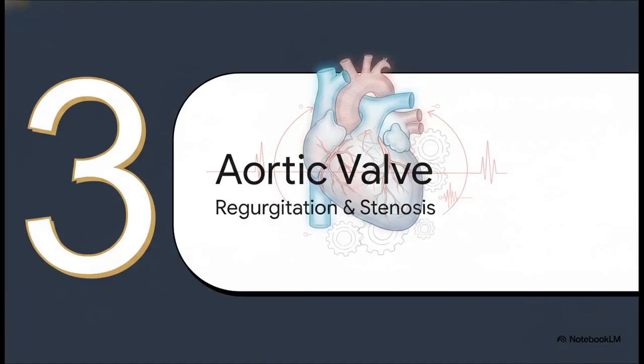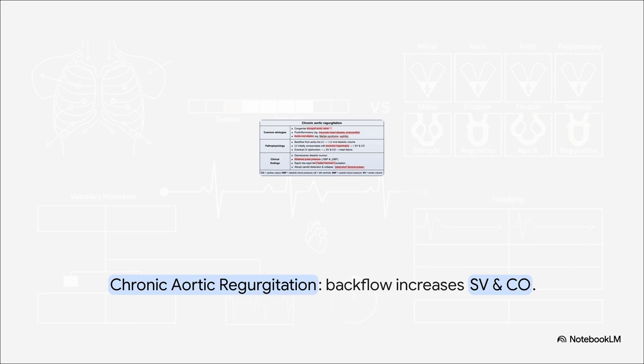Section 3. Aortic valve, regurgitation and stenosis. Let's move to the aortic valve and build our differentiation strategy. We need to separate a volume problem from a pressure problem. In chronic aortic regurgitation, backflow from the aorta into the left ventricle increases the end diastolic volume. This creates a massive stroke volume and a distinctively widened pulse pressure. This exact mechanism is what gives you those rapid rise, rapid fall water hammer pulses, perfectly paired with an early decrescendo diastolic murmur.